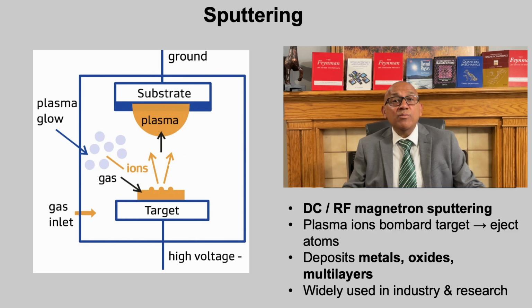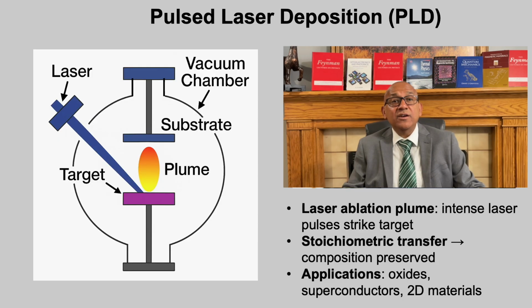Sputtering is one of the most versatile thin film deposition techniques. It is widely used to make metallic coatings, oxide films, and multi-layer structures, ranging from optical coatings to magnetic storage media. Another important physical vapor deposition method is pulse laser deposition, or PLD.